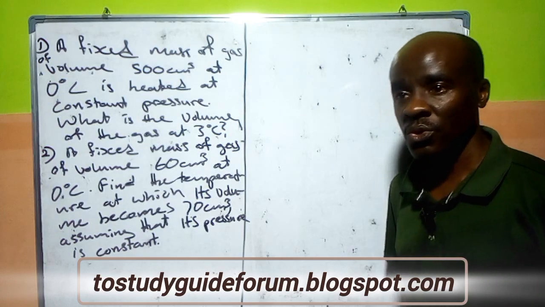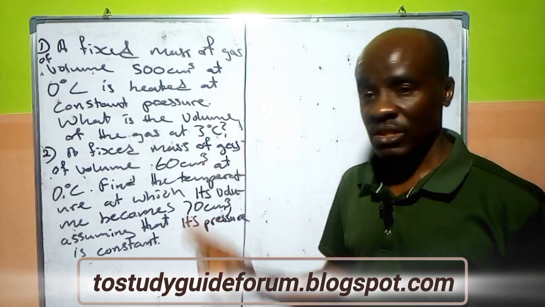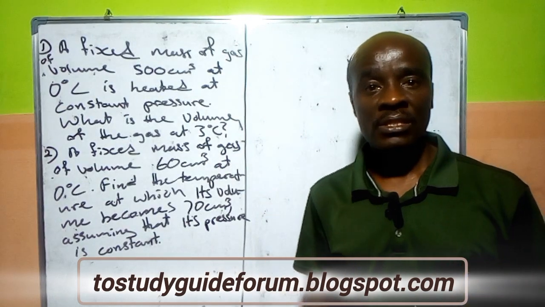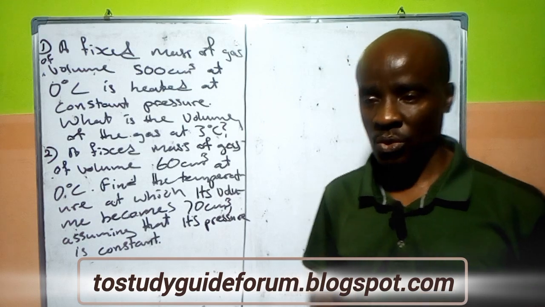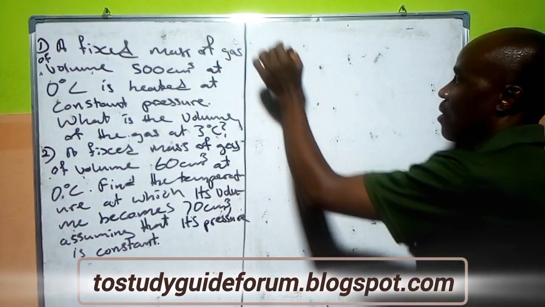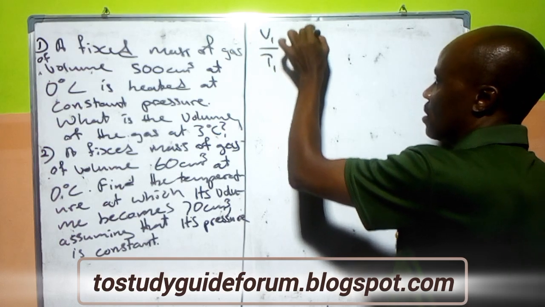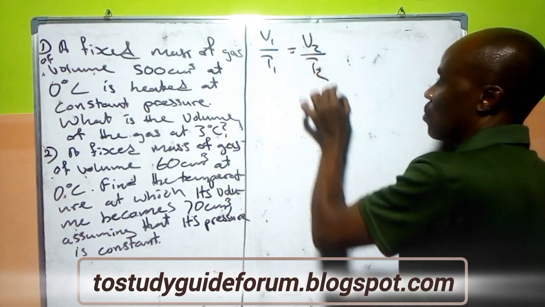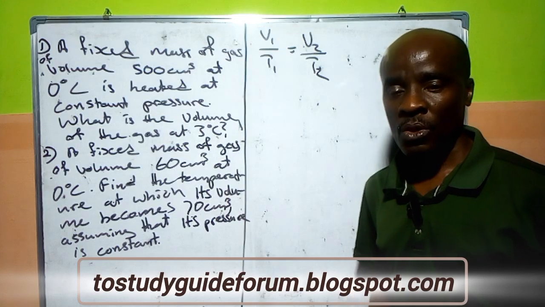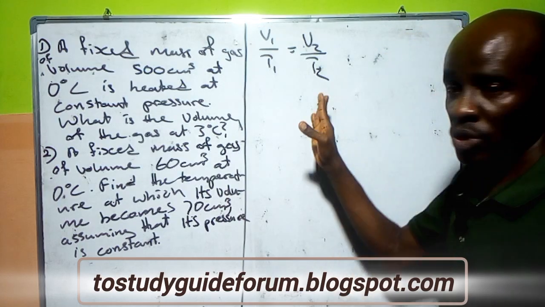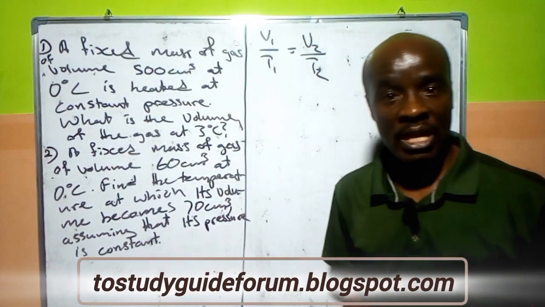Now the first thing we do here, because we know that Charles law is valid at absolute temperature, that is Kelvin temperature, before you apply our formula, the temperature must be in Kelvin. That's why you need to convert all the temperatures, because the temperatures here are in Celsius scale.